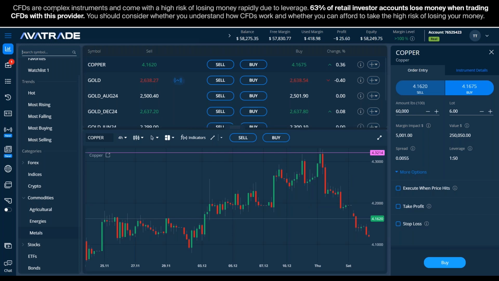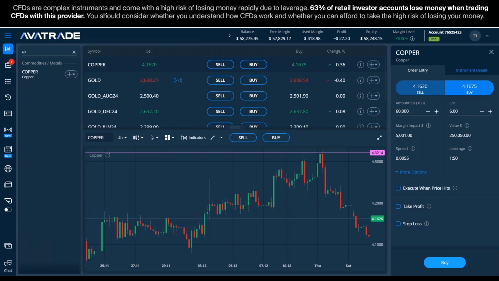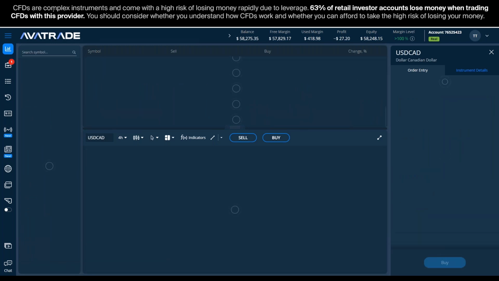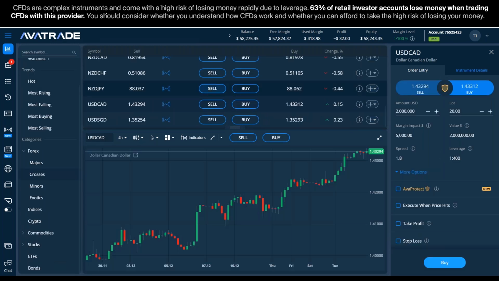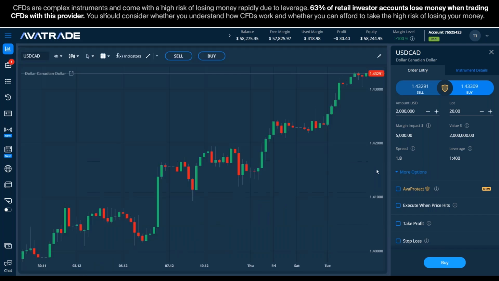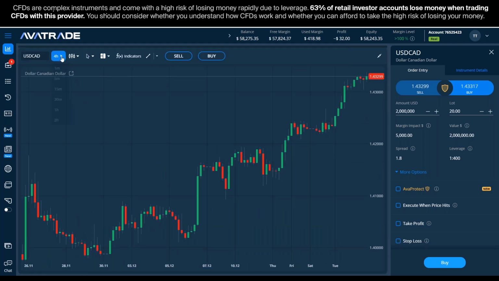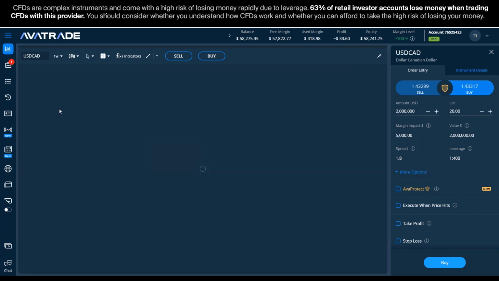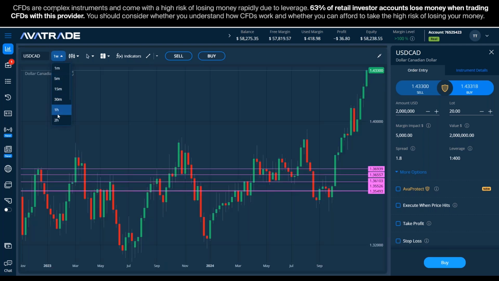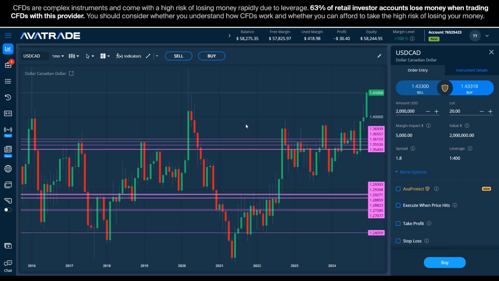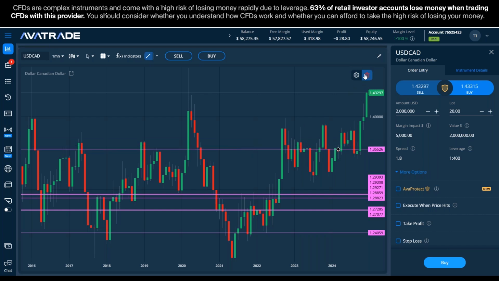Okay, so what else besides copper, euro, USD? Another interesting one is USD Canadian. And if we want to take a look at the USD Canadian, we can take a look at this on the larger candles. If I go to, I don't know, 1 week or 1 month candles, I'll go to 1 month. We see something interesting here. Let me get rid of some of these lines down here so we don't distract. These are old price levels from past webinars.